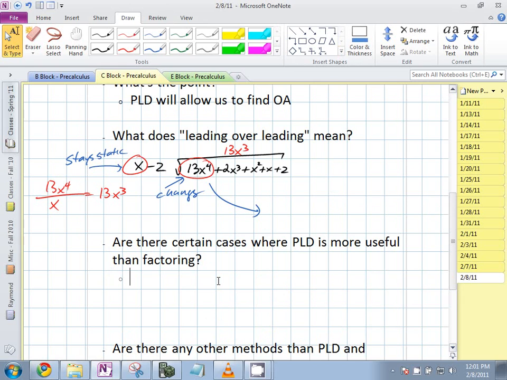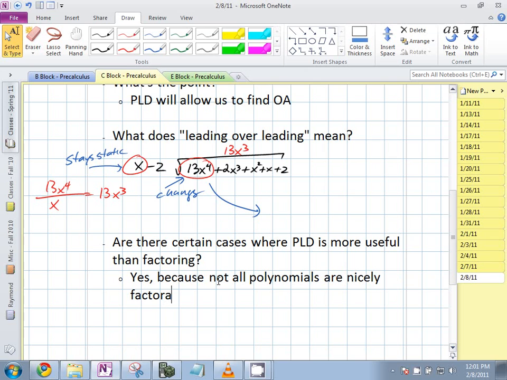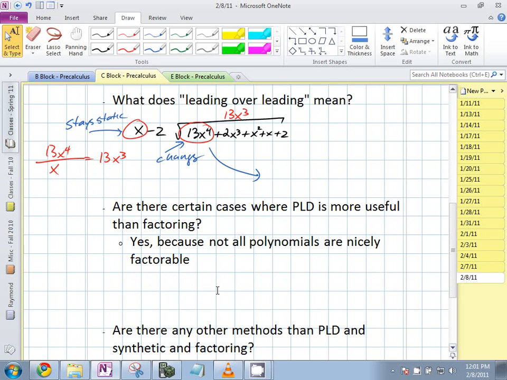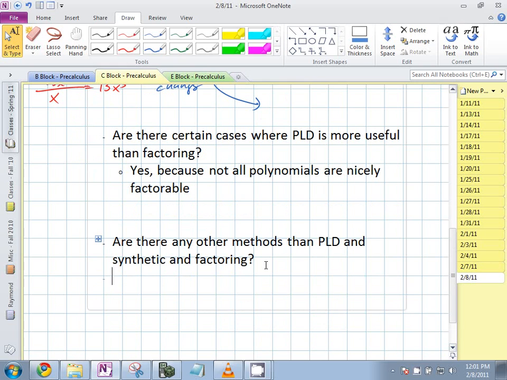Are there certain cases where PLD is more useful than factoring? Yes, because not all polynomials are easily or nicely factorable. In those cases, we're generally going to be dividing when factoring, when we run out of information to extract with factoring. Are there any other methods other than PLD, synthetic division and factoring for analyzing functions? Yep, but we're not covering them.